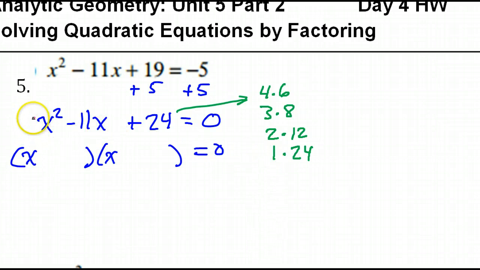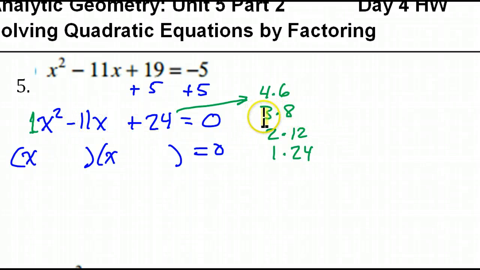Because the leading coefficient is 1, I can start looking for the middle term now. I can only do this when the leading coefficient is 1. So I can either add or subtract. For example, if I add the 4 and the 6, I get 10. If I subtract, I get 2. 10 and 2. Okay, neither one of those is 11.